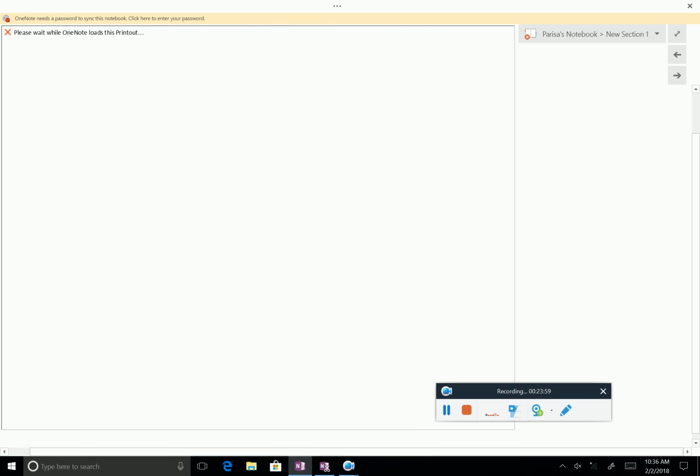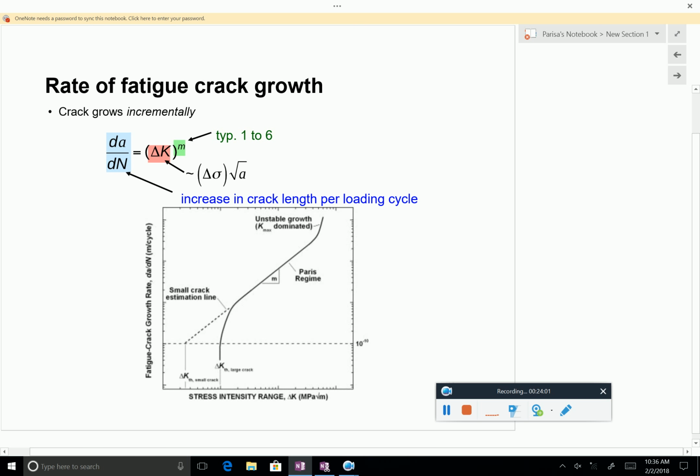Okay. A few more things about fatigue crack propagation. One thing which is very important is the rate of crack growth. Here A is the size of the crack. As you remember, if it is an internal crack, this was 2A. If it was a surface crack, it was 1A.